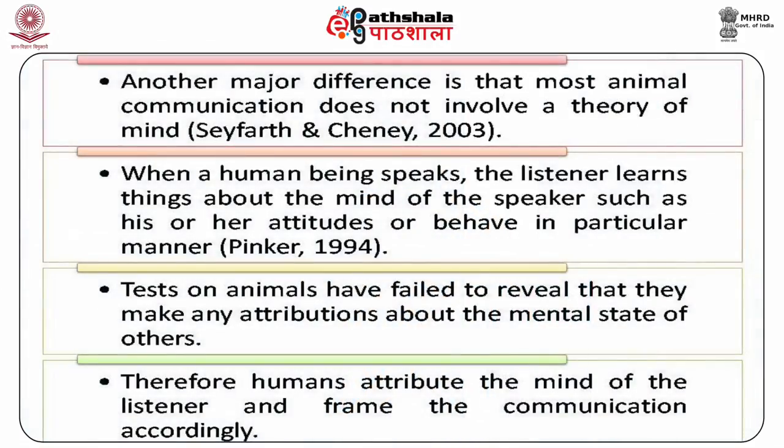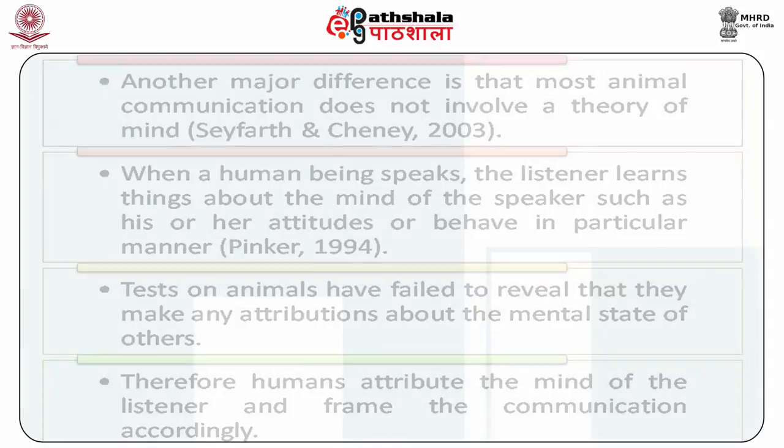Another major difference is that most animal communication does not involve a theory of mind. When humans speak, the listener learns things about the mind of the speaker, such as his or her attitudes or behavior in a particular manner. Tests on animals have failed to reveal that they make any inference about the mental state of the others. Therefore, humans attribute a mind to the listener and frame the communication accordingly.